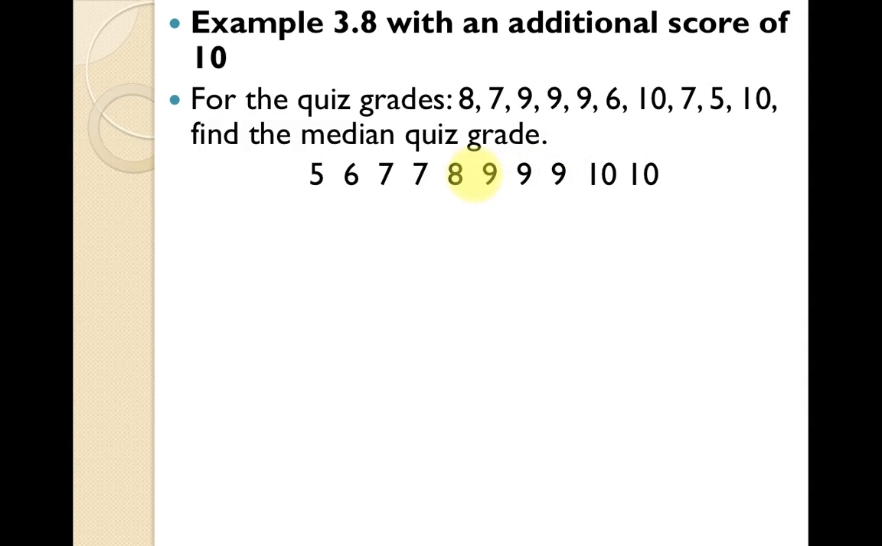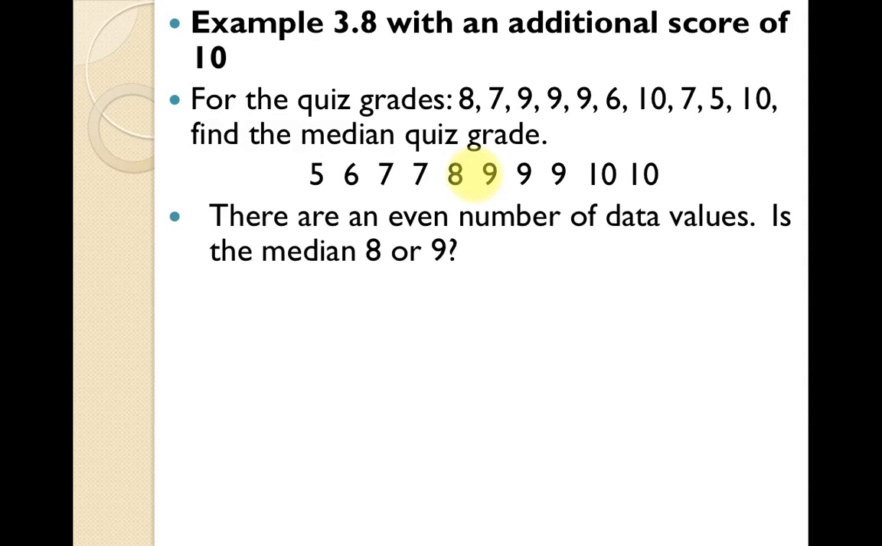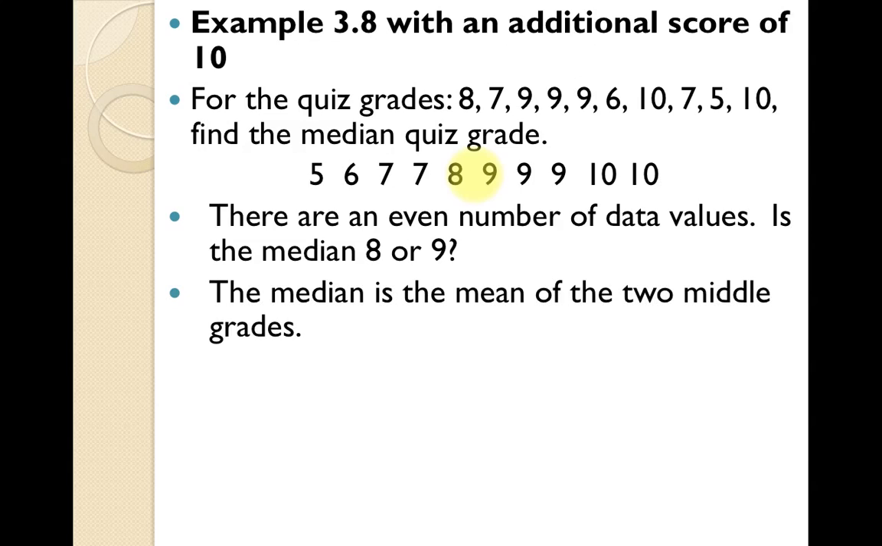8 and 9 are the two data values that are left in the middle. So when this happens, you don't pick 8 or 9, you actually take the mean of those two numbers. So whatever those two numbers are left in the center there, you will take the mean of them, which means add them up and divide by 2. And when you take 8 plus 9 and divide by 2, you get 8.5.